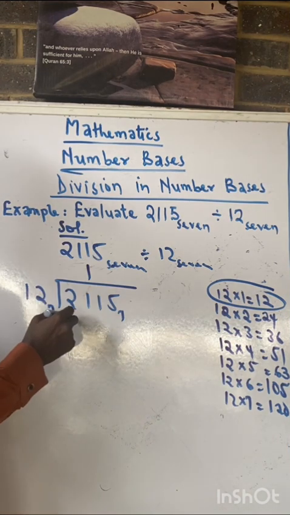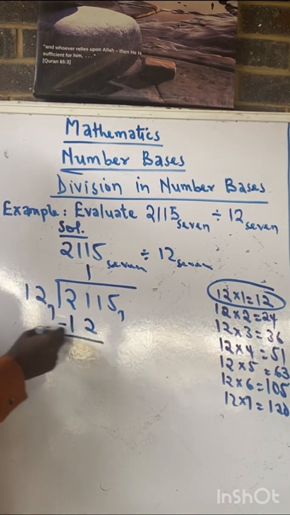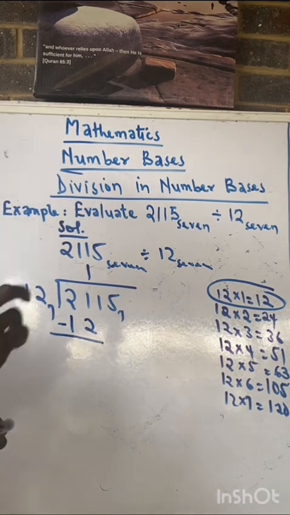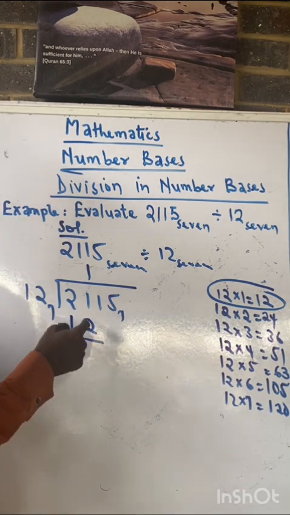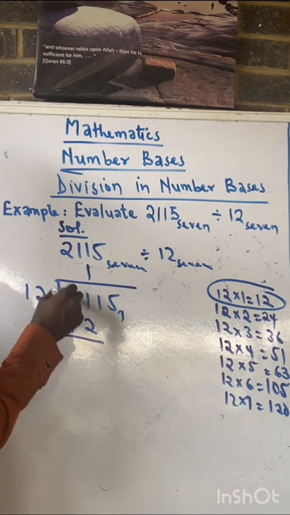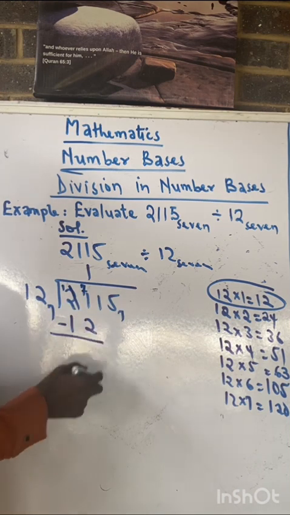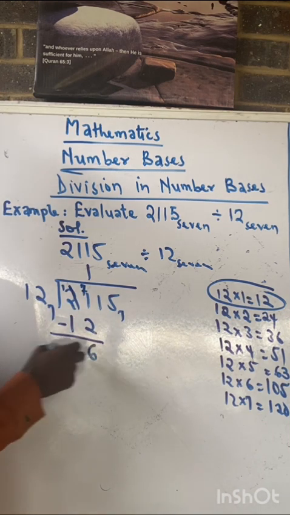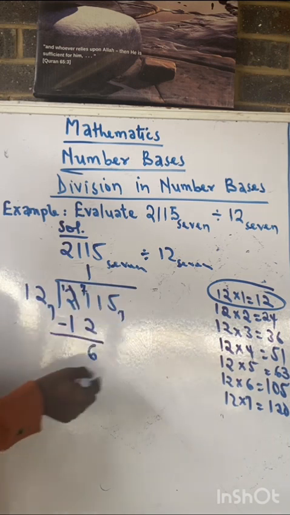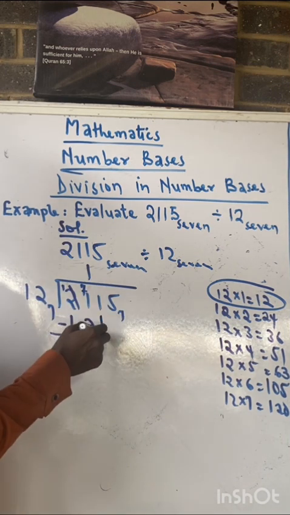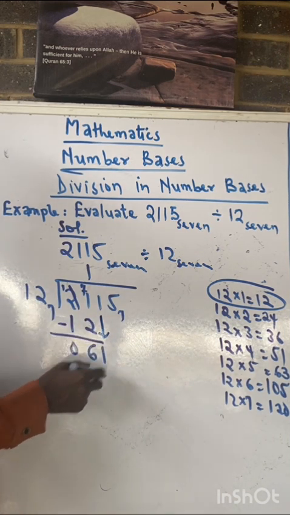12 times 1, 12. Subtract in base 7. 1 minus 2 in base 7, impossible. Borrow from here. This remains 1. By the time you throw the 1 to this place, it becomes 7. 7 plus 1, 8. 8 minus 2, that will be 6. 1 minus 1, that's 0. This is gone. Drop this 1. This will be 61.